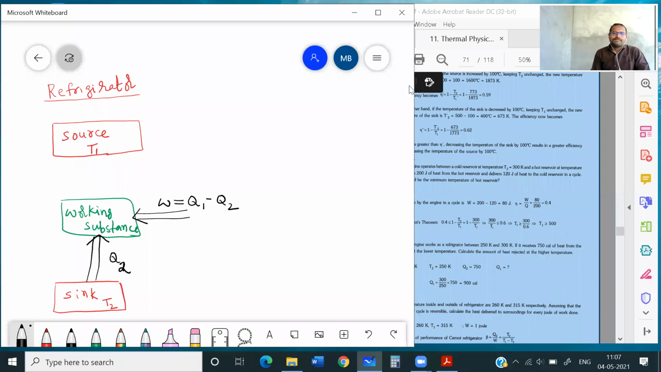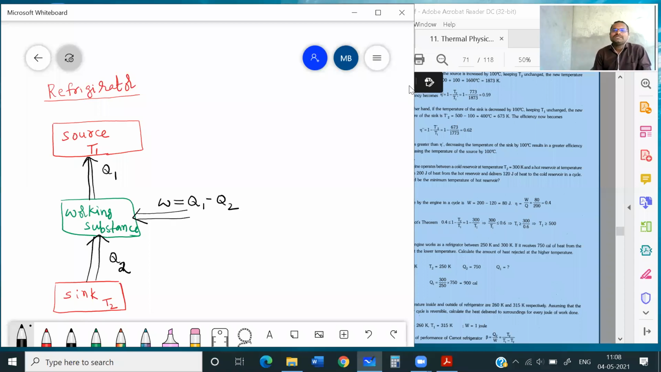Now, by performing some work on the working substance, it will extract some heat energy Q2 from the sink, and it will eject some heat energy to the source. How much heat energy will it eject? Q1, so that the work done on it will be Q1 minus Q2. Clear? This is the working of a refrigerator. It extracts heat energy from the contents of the refrigerator when some work is performed on it, and it ejects some heat energy to the surroundings of the refrigerator.